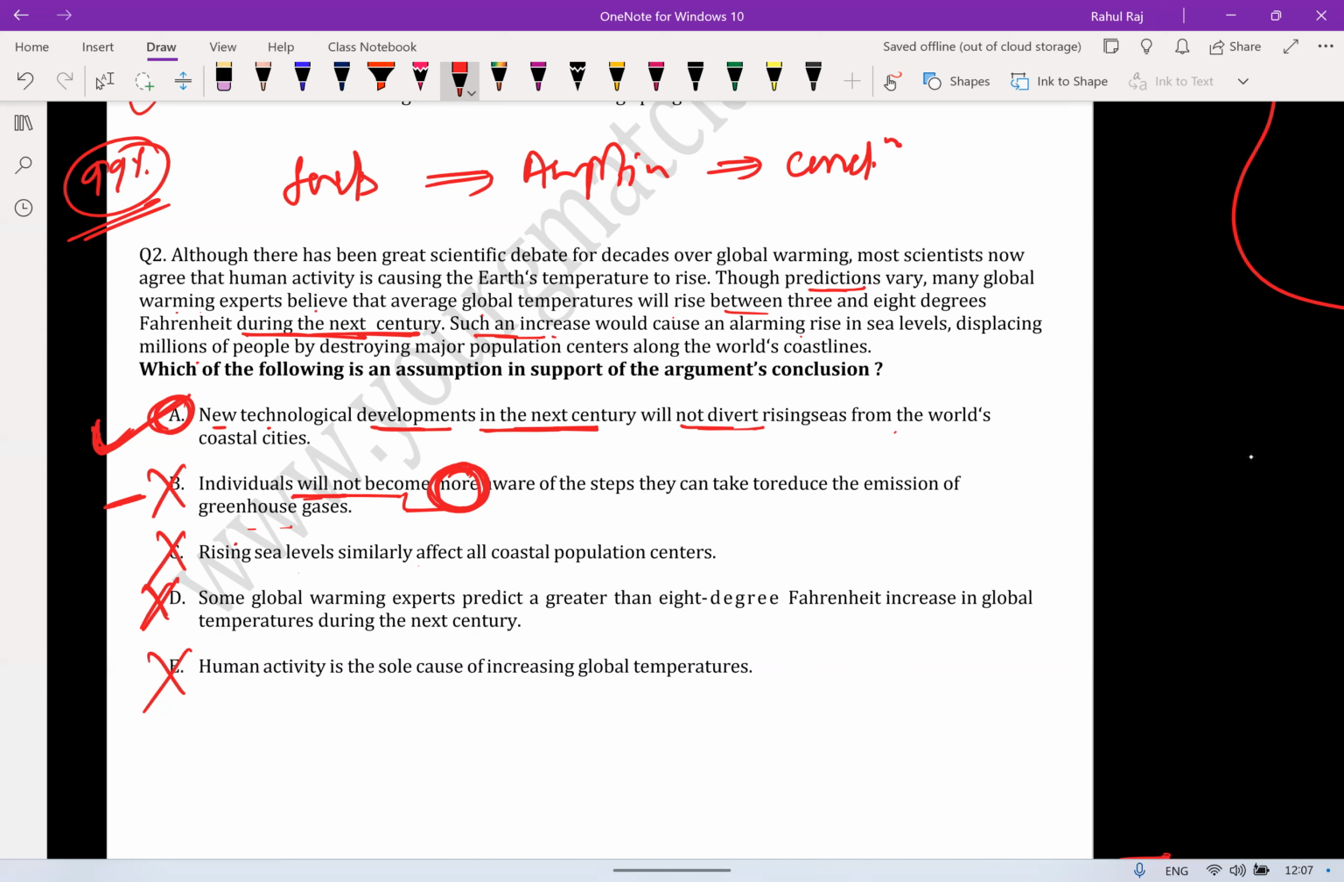Absolutely not. 100%, Prahas. Tell me how. Because you are making a humongous assumption that they will not become more aware of the steps. Imagine they become more aware of the steps they can take to reduce the emission of greenhouse gases. But when you say more aware of the steps, what exactly are you thinking? That if they become more aware, they will stop the greenhouse emissions, and because of that the temperature will not rise and the sea level will not rise. Don't you feel there's a huge gap in the assumption over here?